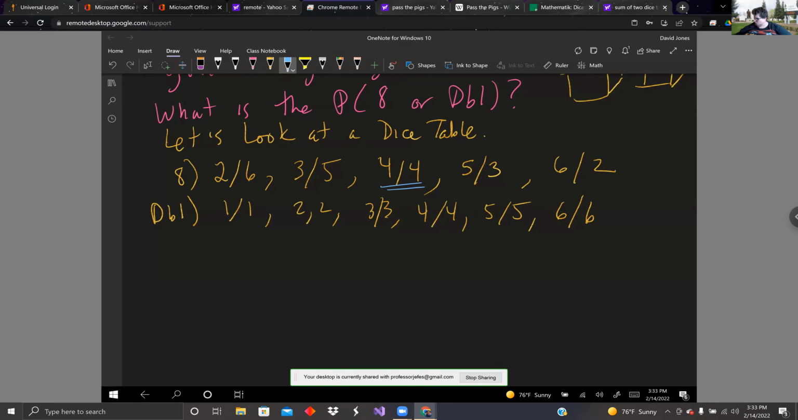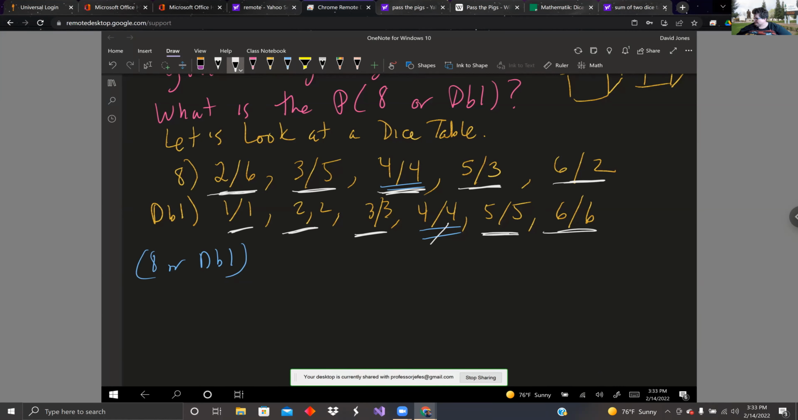I've got 4 and 4 twice, so I can't really count it twice. So the number of outcomes that are 8 or doubles, I've got, let's see, I will use white here. I've got 1, 2, 3, 4, 5, 6, 7, 8. I've already counted the 4 and 4, I won't count it again. 9, 10. 10 outcomes.